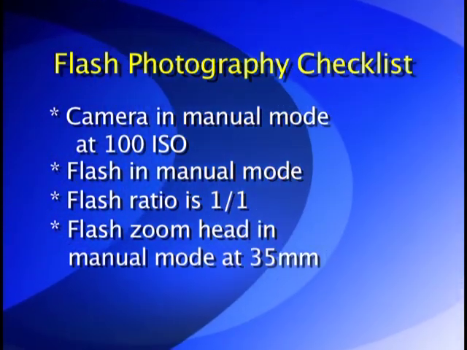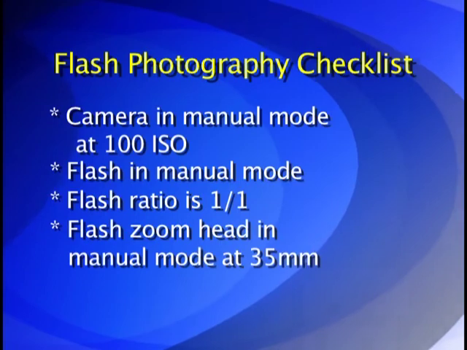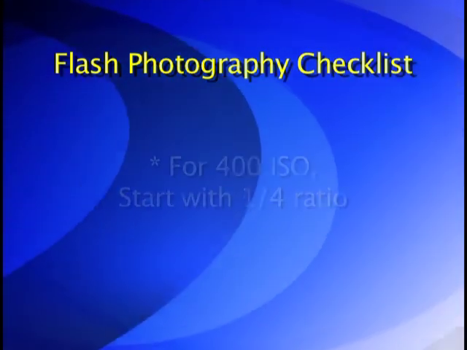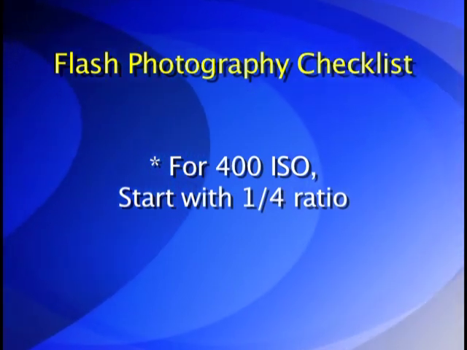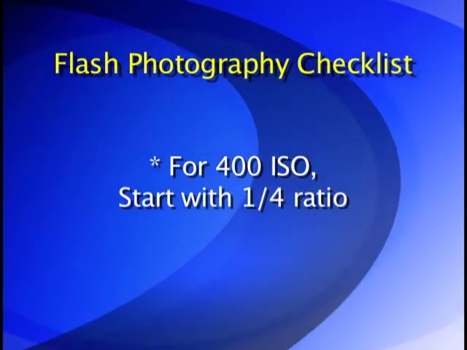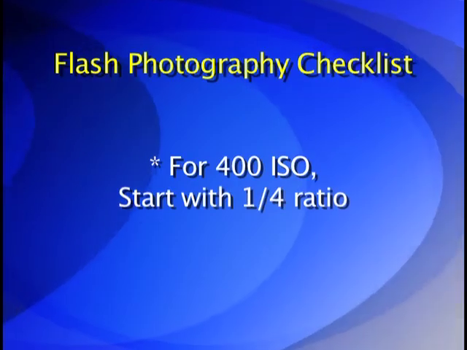Now, if you happen to be using 400 ISO, that's okay. Set your camera to 400 ISO and start with your flash at 1/4 power, at 1-to-4, for your 400 ISO exposures. And that way, all of your calculations and all of the guide numbers that we've learned would be exactly the same.